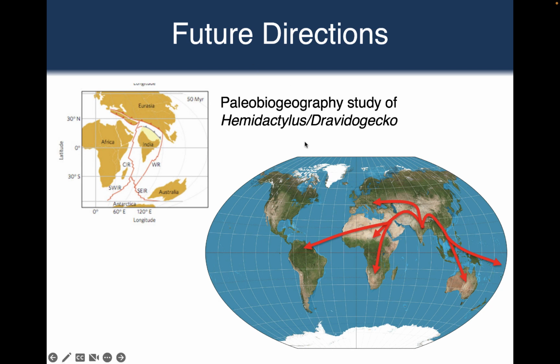And so to kind of back this up, I'd love to see somebody do a paleobiogeography study of Hemidactylus and Dravidogecko, the other genus that early clade is sometimes put into, to see if we can find some kind of biogeographical explanations for why their rate of evolution might have increased through time. If that gave them an edge colonizing new continents, that might be why.